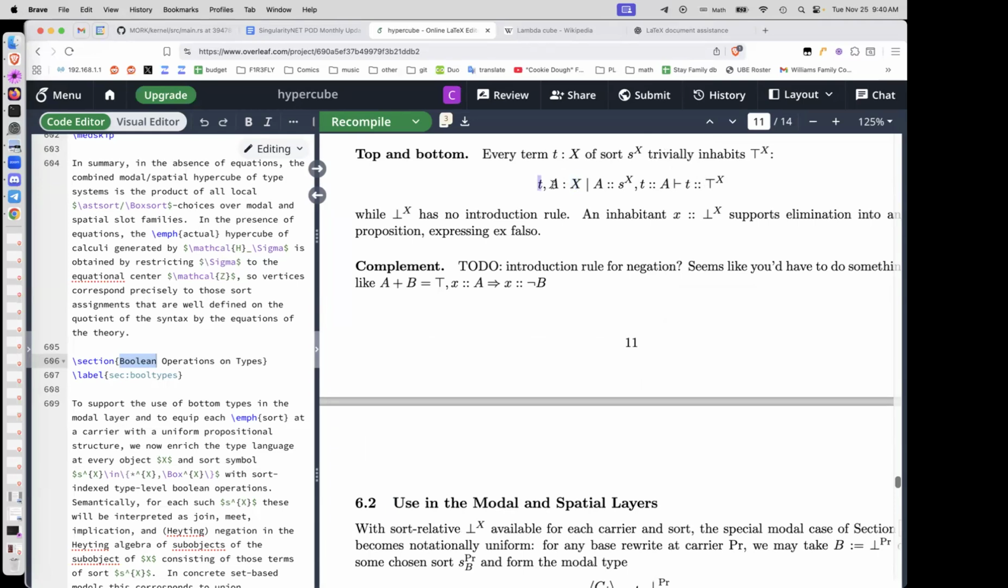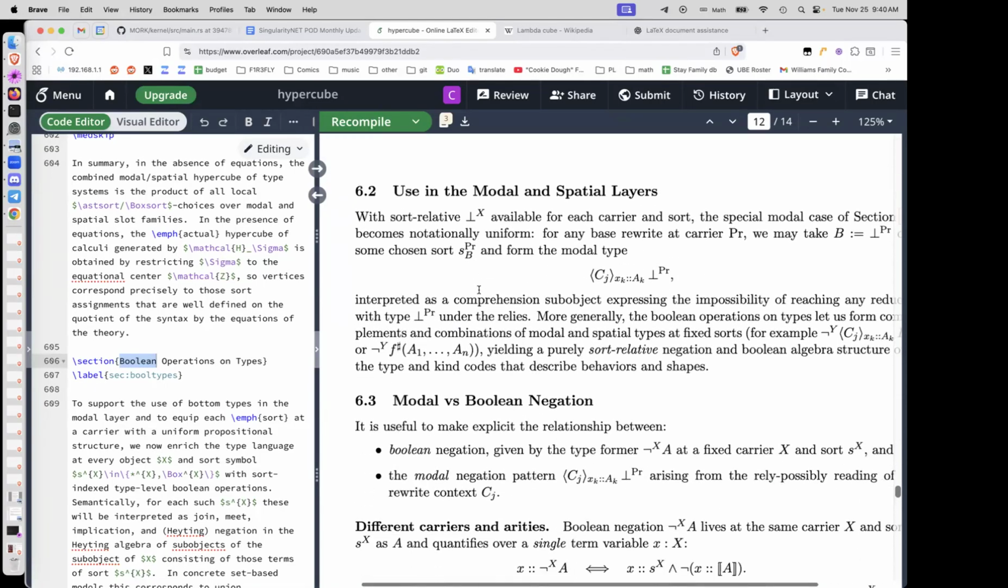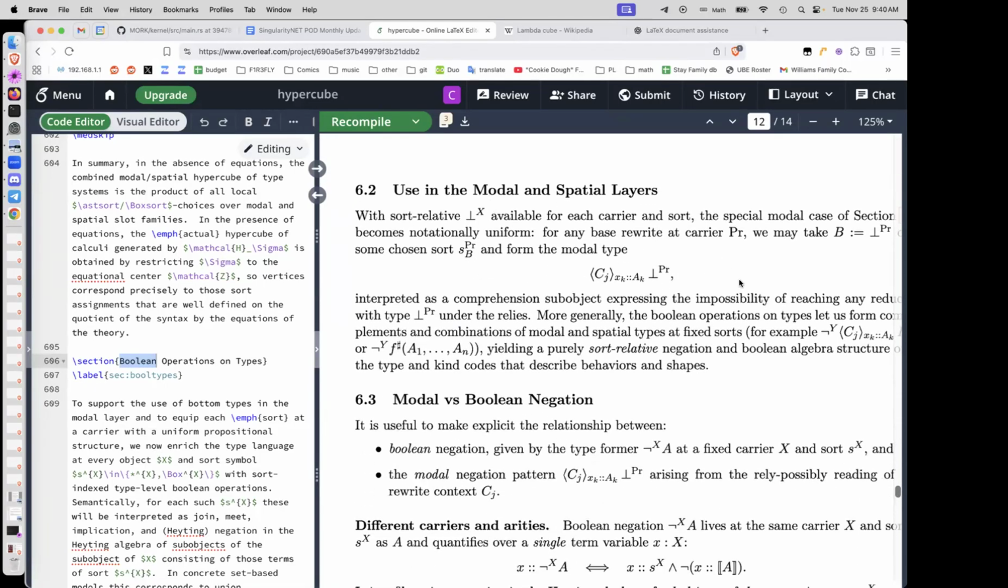If T is a term and A is a type, and they're both of the right shape, then T is of type top X. And there's no introduction rule for bottom. Complement is sort of weird. That's still a to-do. But given bottom, we can look at the notion of negation relative to the modality.